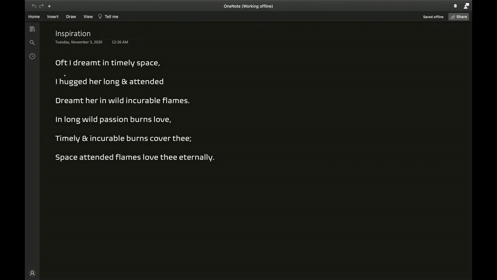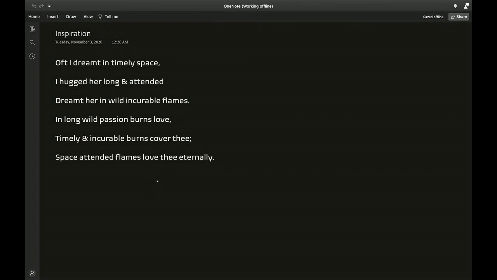I'll recite it. Oft I dreamt in timely space, I hugged her long and attended. Dreamt her in wild, incurable flames, in long wild passion burns love. Timely and incurable burns cover thee. Space attended flames love thee eternally.